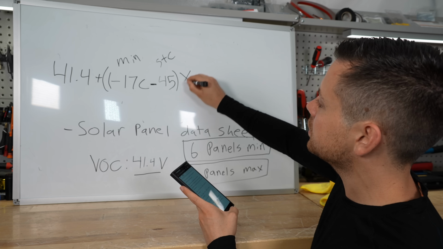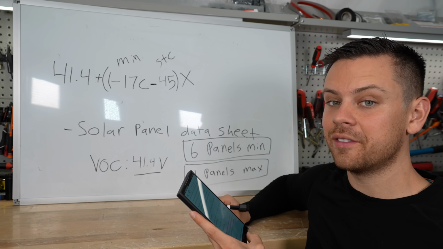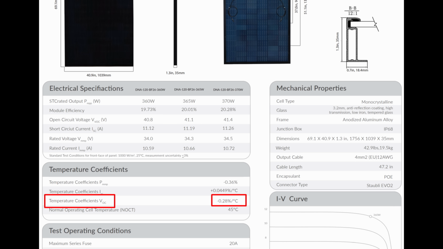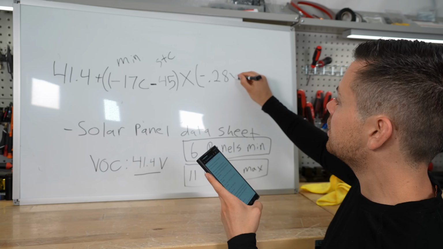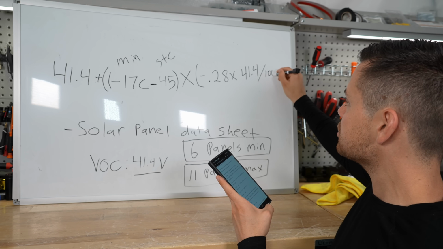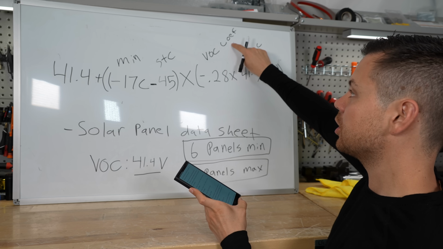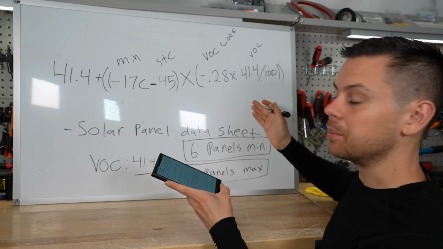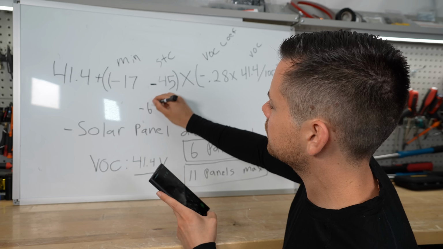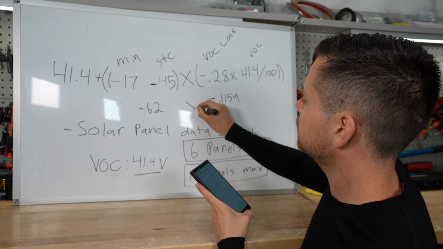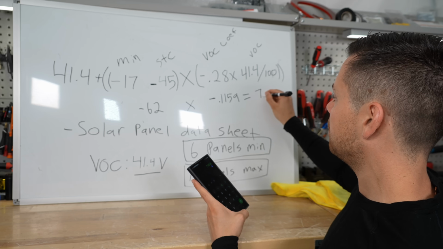And then we want to multiply by the VOC coefficient, and this will also be found on the solar panel data sheet. On the Aptos panel, it's negative 0.28%. We're going to put that right there. And then we're going to multiply this by the voltage open circuit, and then divide that by 100. So voltage open circuit coefficient and VOC divided by 100. And then it's just simple math. So this will be negative 62, and this is negative 1159. Then multiply these together, and that will be 7.18.